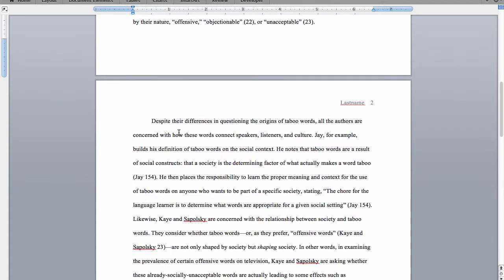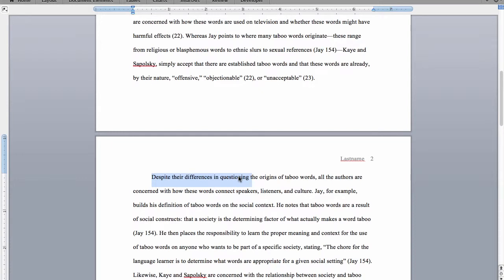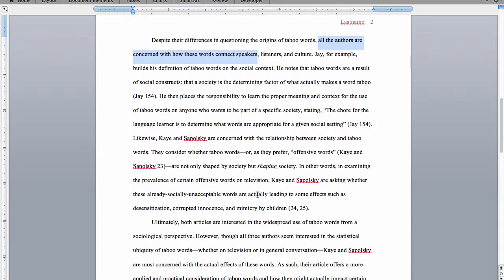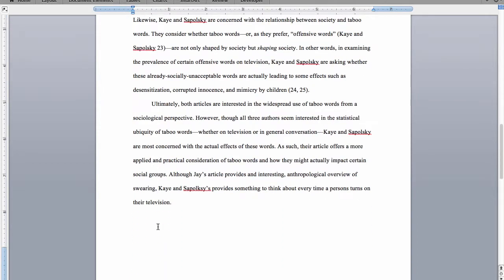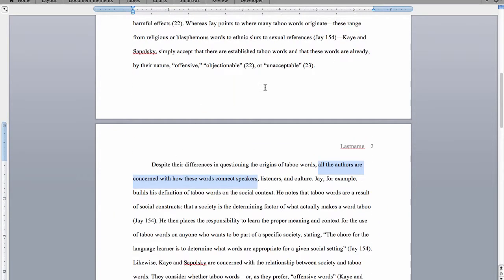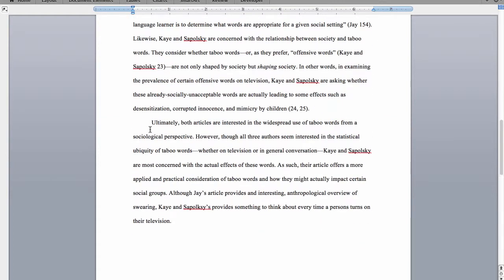Proper attribution. Note that the paper begins to move transitionally. This is a very sophisticated sample. As it concludes one idea, "despite their differences in questioning the origins of taboo words, all the authors are concerned with", it moves to a different perspective. So the paragraphs are focused examinations of an idea, and then as the paragraph ends, it might wrap up what that paragraph was about and introduce the next idea. In this particular case, it's a fairly straightforward paper, four total paragraphs, so it's really focusing on two key ideas: one idea, two ideas, and then coming back to the end.